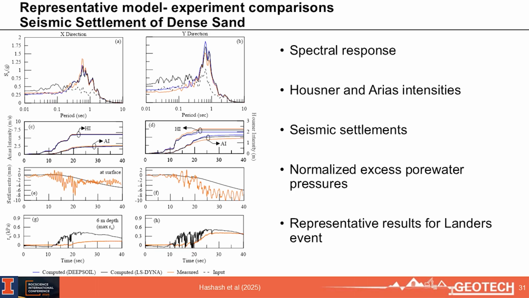We also looked at other components, Arias intensity, which is a measure of the development of energy as the shaking goes forward. And then the third 2 graphs from the top are measured settlements and the predicted settlements, and you'll see that we are doing a decent job there. And then we are looking also at pore pressure generation because it is a saturated dense sand, and so there's a partial drainage there as well.